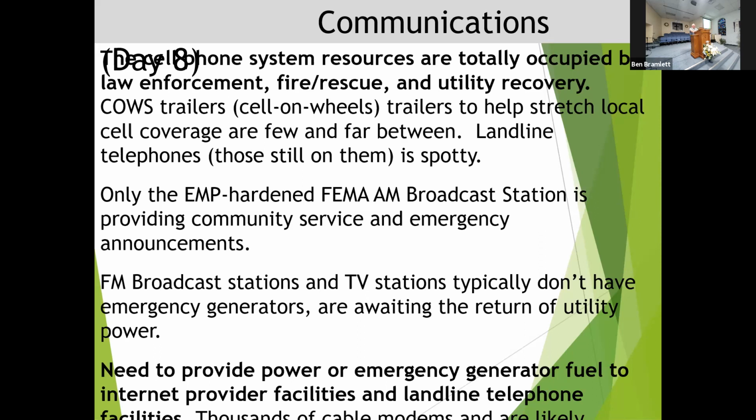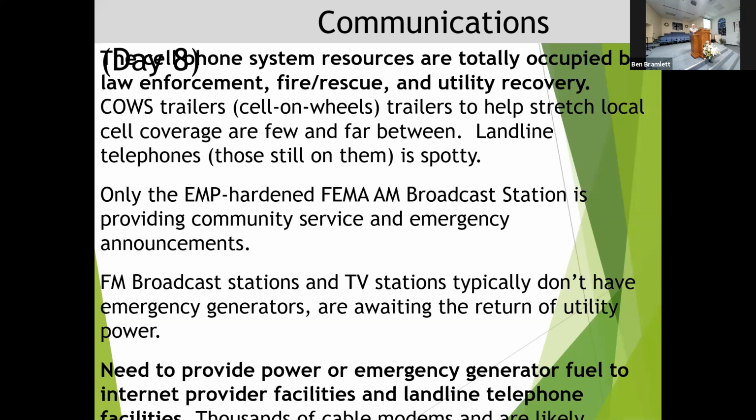Yeah, and the bright note is our local broadcast station, WOKV AM, is actually hardened for EMP, and that's not advertised. The only reason I know is because I know the engineer who ran the project, but I've never seen anything about it in any literature anywhere. FM broadcast stations, TV stations, they don't typically have emergency generators. They are huge power users, and it requires a big generator. A lot of them don't have it.